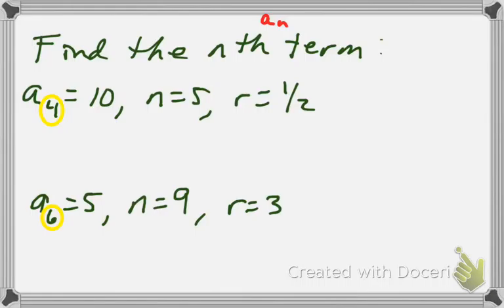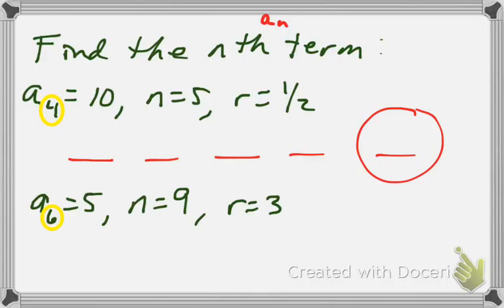So really, what helps me in these is I draw out the series if it's not ridiculously long. I'm looking for the fifth term, and I gave you the fourth term. So how can I go from 10 to the fifth term? Multiply by the common ratio. Just multiply it by a half. 10 times a half, answer to that one is 5.